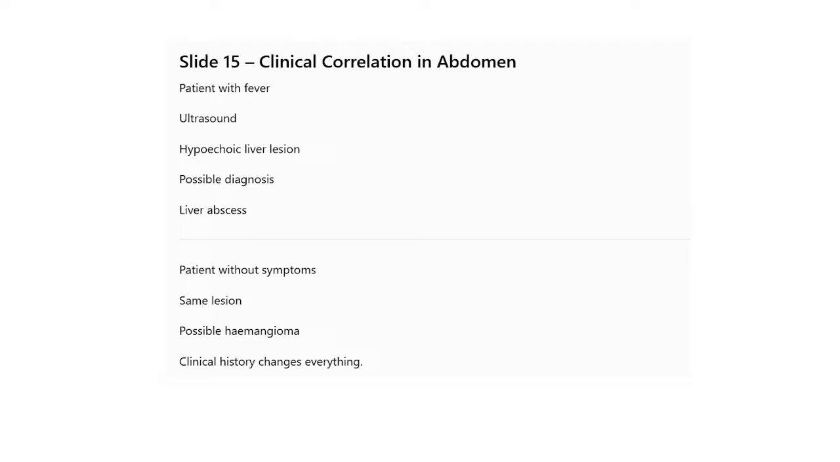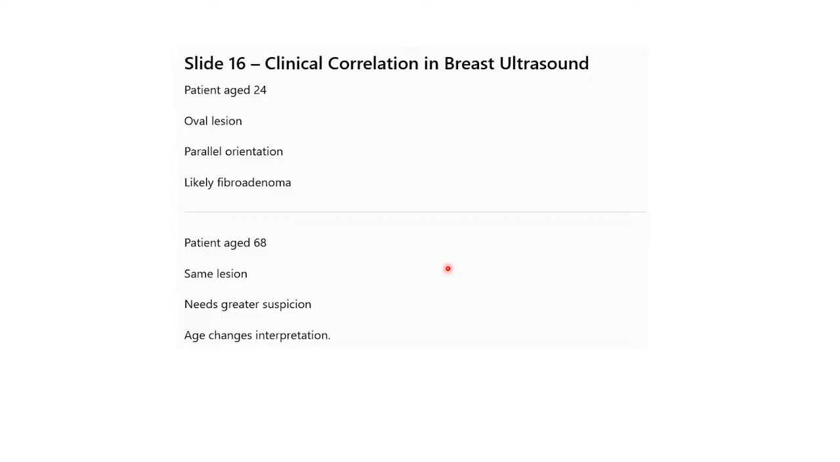Clinical correlation, abdomen. So, patient with fever, ultrasound, hypoechoic liver lesion, possible diagnosis, liver abscess. Patient without symptoms, same lesion, possible hemangioma. Clinical history changes everything. So, clinical correlation in breast, patient age 24, oval lesion, parallel orientation, likely a fibroadenoma. Patient age 68, same lesion, needs greater suspicion, age changes interpretation.